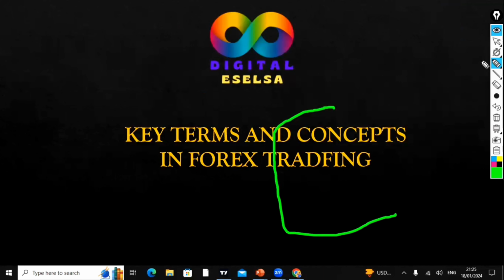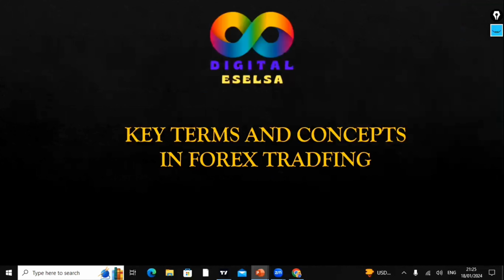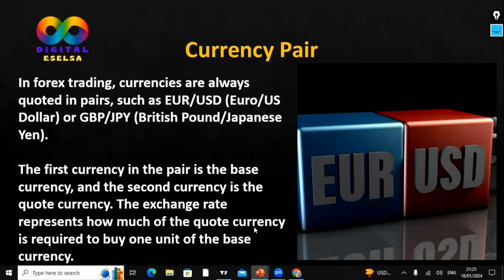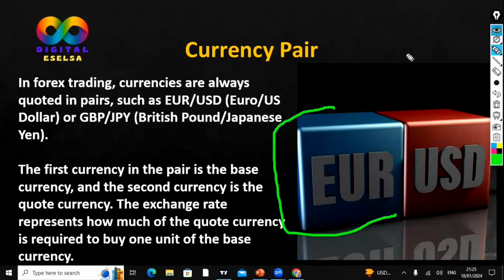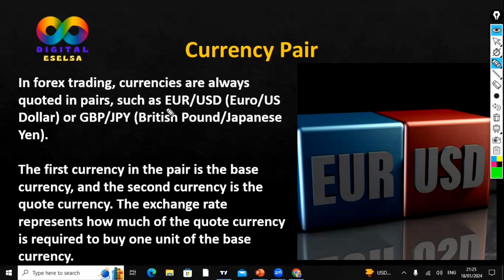What are the key terms and concepts in forex trading, right? I mentioned them here. Currency pair, you already know. We trade currency pairs. In forex trading, currencies are always quoted in pairs, right? Such as you see a pair like EUR/USD for those trading forex markets. You see EUR/USD. You see GBP/JPY. Do you understand?